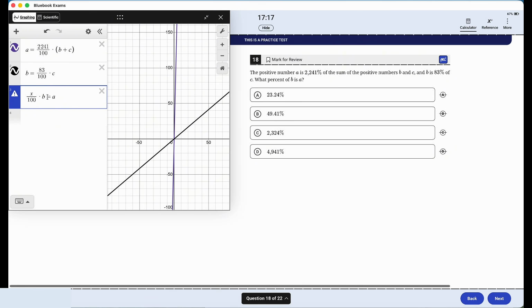So you see, if I want to solve for X, what do I have to do? X is basically going to be A divided by B times 100, right? So that's what I want. So here's a quick way. You see, I'm just going to get the answer.